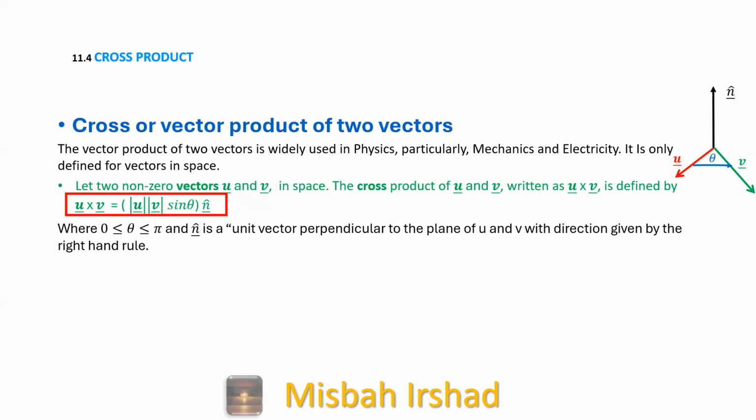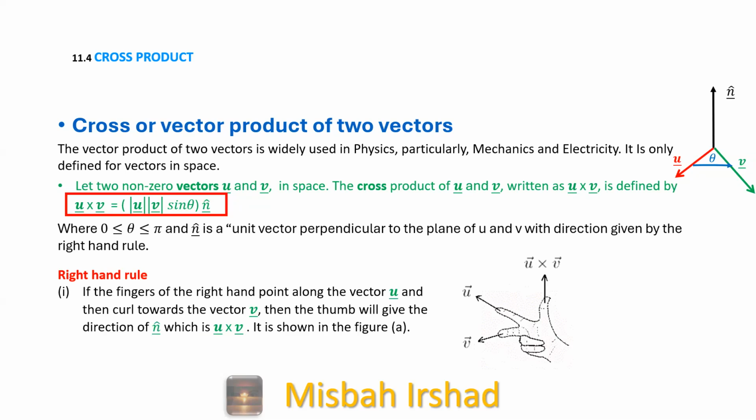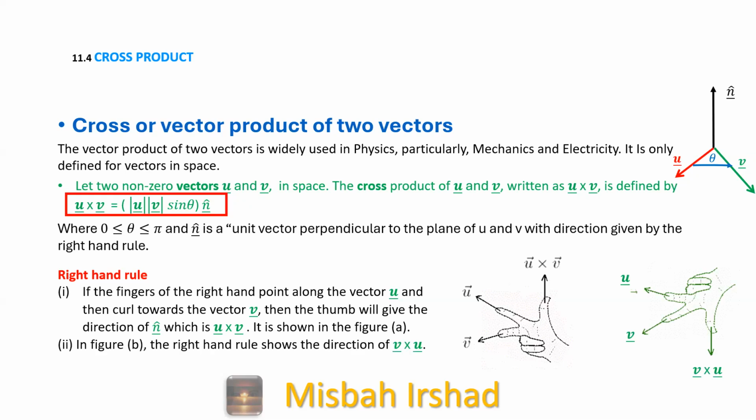The next important question is that there are two possible perpendicular directions. So how do we know which one is the direction of u cross v? The answer is the right hand rule. The right hand rule tells us to point the fingers of your right hand in the direction of u, curl them towards v, and your thumb points in the direction of u cross v. So if you have these two vectors u and v, then u cross v has this direction, whereas v cross u has this downwards direction.